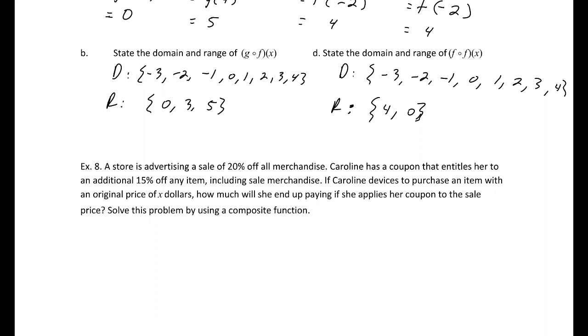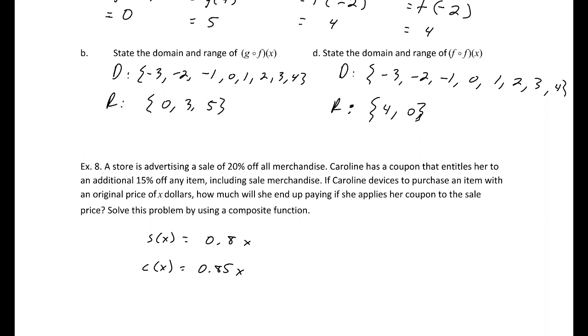Okay. We have a function here. The sale itself, I'm going to call it S of x, is 20% off. So 0.8x, that is the sale price. Now her coupon gives her 15% off, so it's 0.85x. The cost is now 85% of what it was.